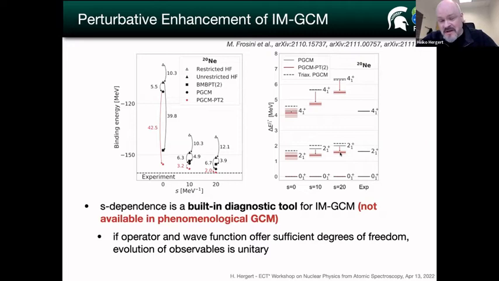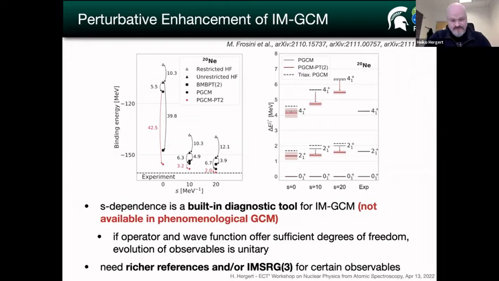So this is actually very nice, because it means that the IMGCM comes with a built-in diagnostic tool. We have the flow of the flowing Hamiltonian and operators available, and we can actually use them to analyze how much we violate unitarity or don't violate unitarity. And this is something that's not possible in the standard phenomenological GCM, where you would be using empirical interactions or density functionals as input. However, it indicates that we are still missing some correlations. So as I said, either a richer reference state or IMSRG(3) is necessary.